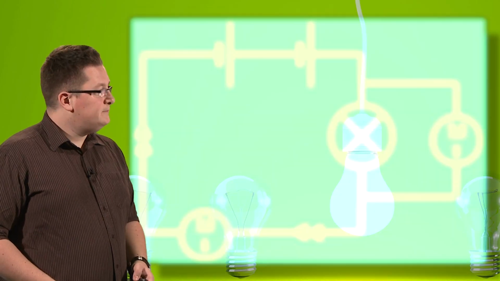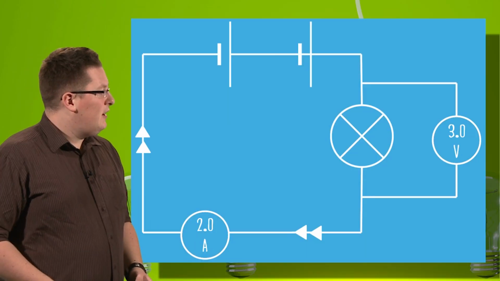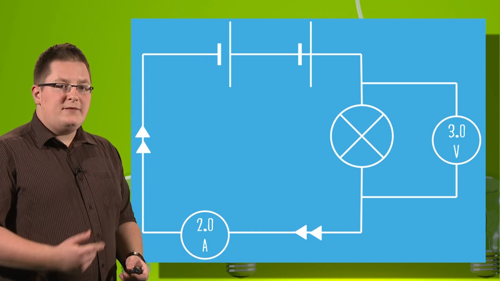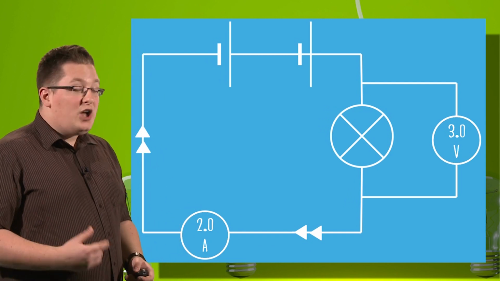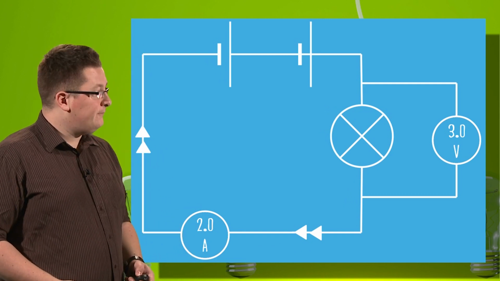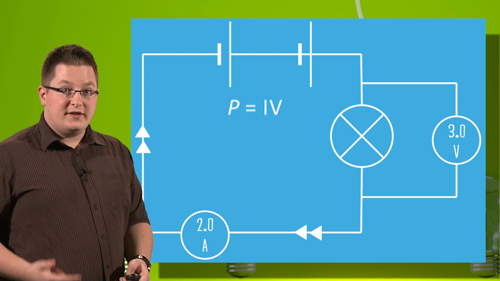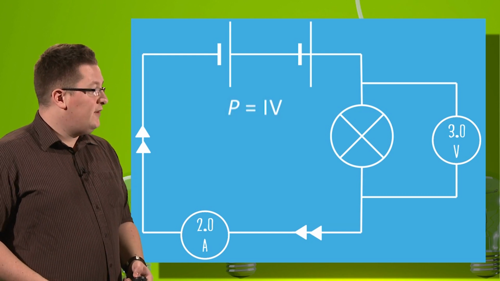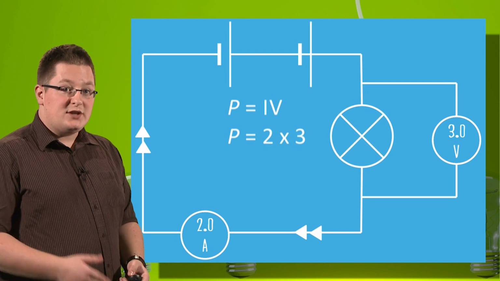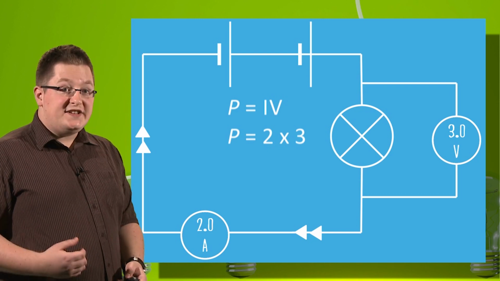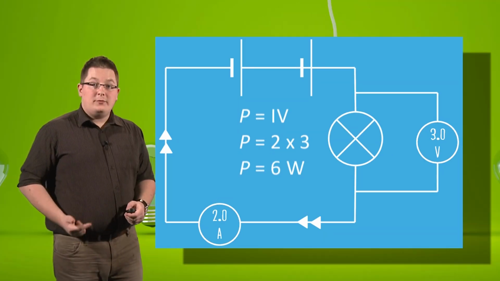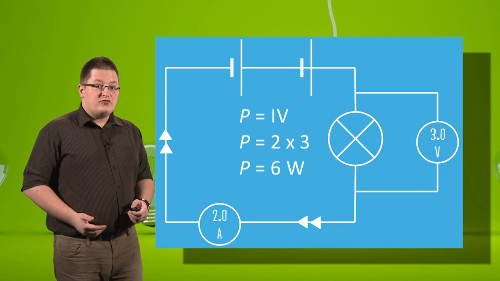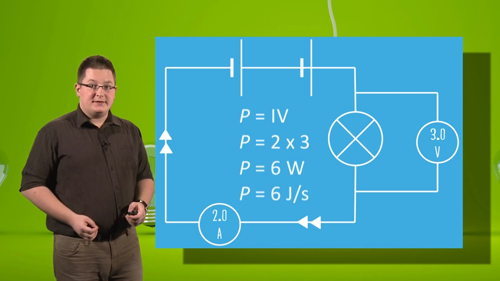Let's look at an example. In this circuit, my bulb has a 3 volt drop across it, and the current through it is 2 amps. Power is current times voltage, so that's 2 amps times 3 volts, which is 6 watts. My bulb here is converting energy at a rate of 6 joules every second.